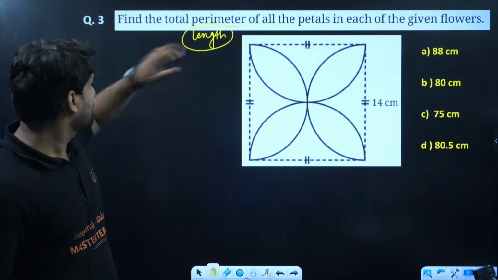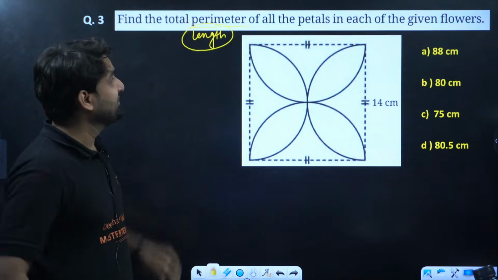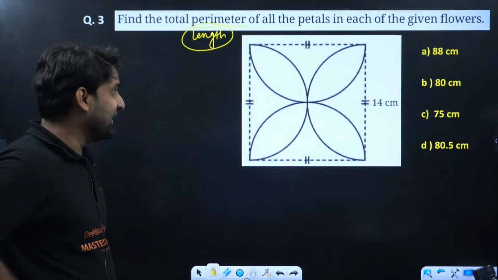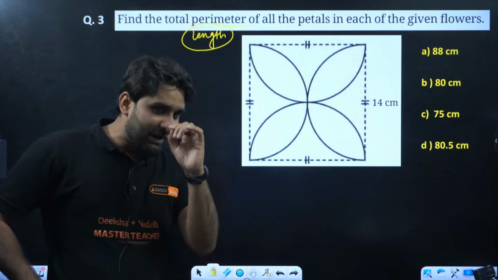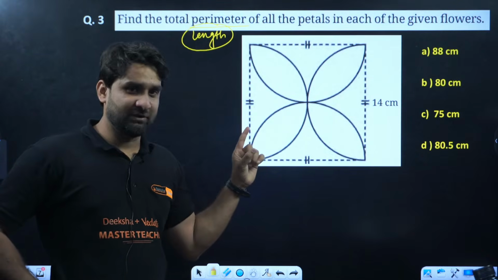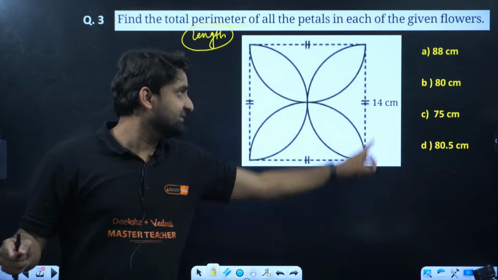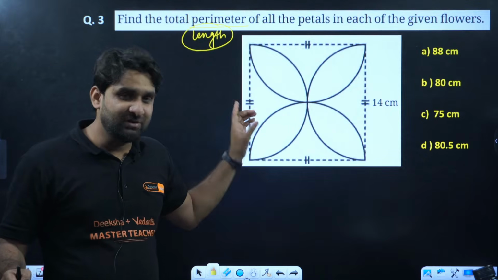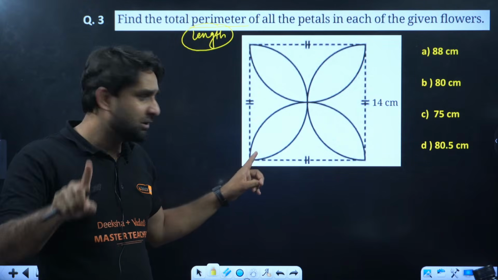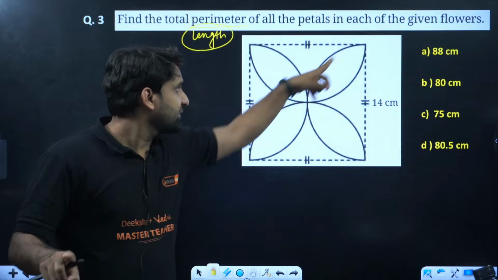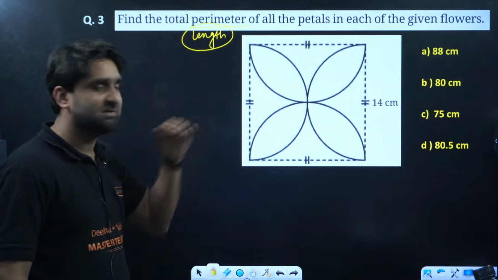Okay, so find the total perimeter of all the petals in each of the given figures or given flowers. Wow, what a question. So listen everyone, to calculate the perimeter of all the petals, first of all look how many dotted lines are there. These are the dotted lines. So in perimeter, these dotted lines will not be included. Only we have to calculate the total length of these solid lines.